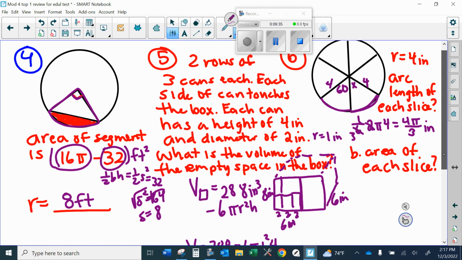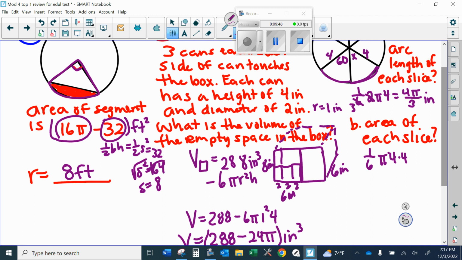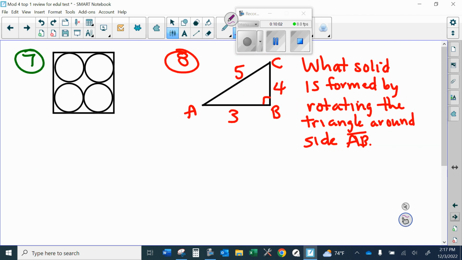Now they want the area of each slice. So again, it's the same degrees, 60 over 360, except for now area is pi r squared. So pi, and what's the r? 4. 4 squared would be 4 times 4. So I divide each by 2, I get that right there. I get 8 pi over 3 square inches this time, so it's area. Okay. Number 7.